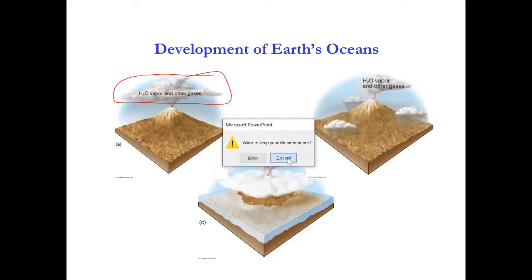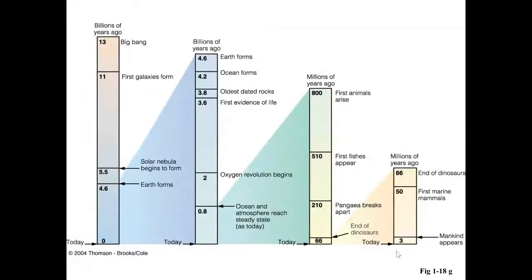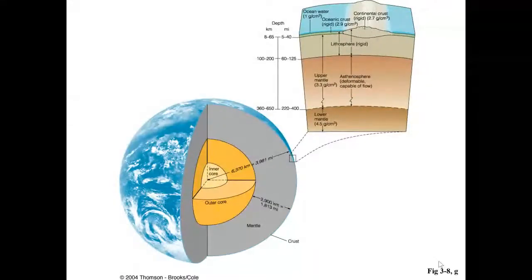So just a reminder, now that we've covered 3 portions on this figure: 13 billion Big Bang, 4.6 billion the Earth formation, and 4.2 billion the ocean formation. We're now going to go back and take a more close-up look here of the Earth formation and what the structural Earth looks like. Here's the chemical composition and the concentric composition of our Earth.